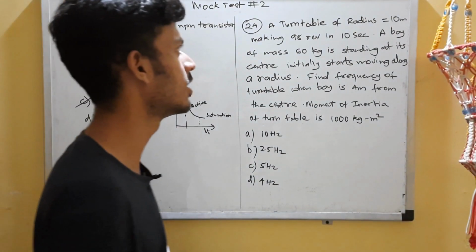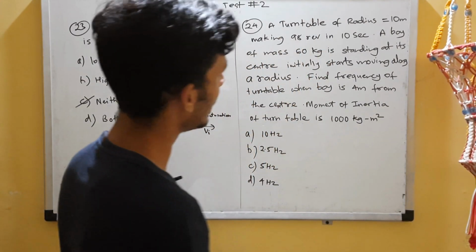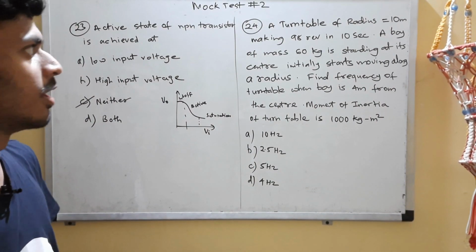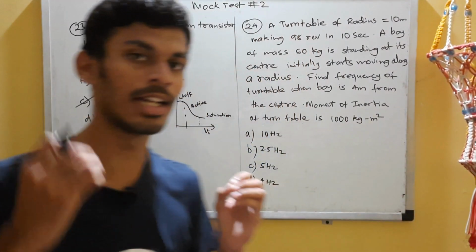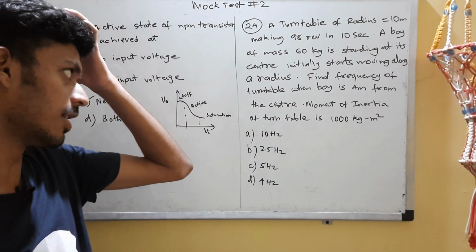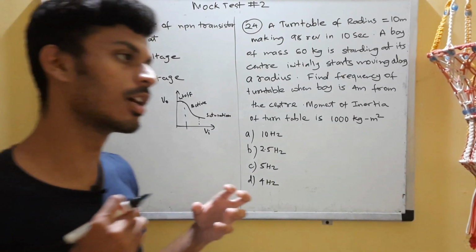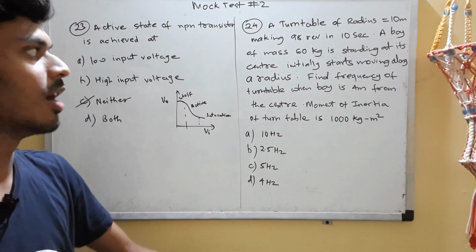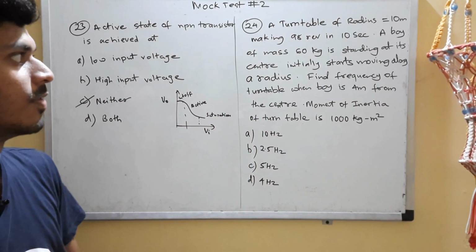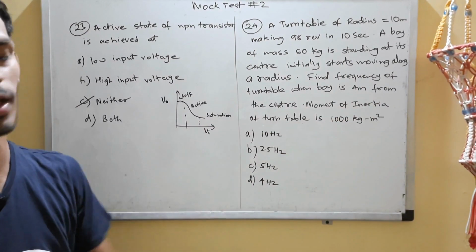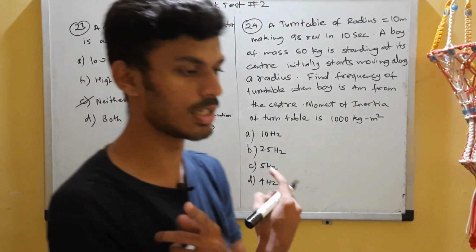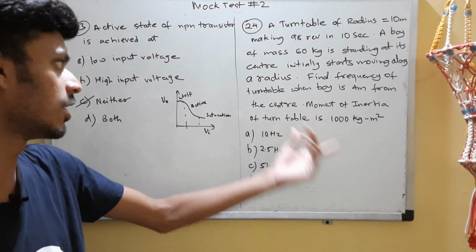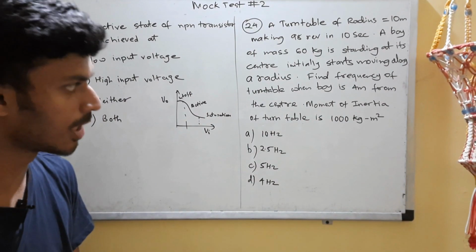Now let's come to this one. This one is also simple. A turntable of radius 10 meters is making 98 revolutions in 10 seconds. Now there is a boy of 60 kgs who is standing at the axis, at the center of this disc, and he starts moving along a radius. Find the frequency of rotation when the boy reaches 4 meters from the center. The moment of inertia of the turntable is given as 1000 kg meter square.